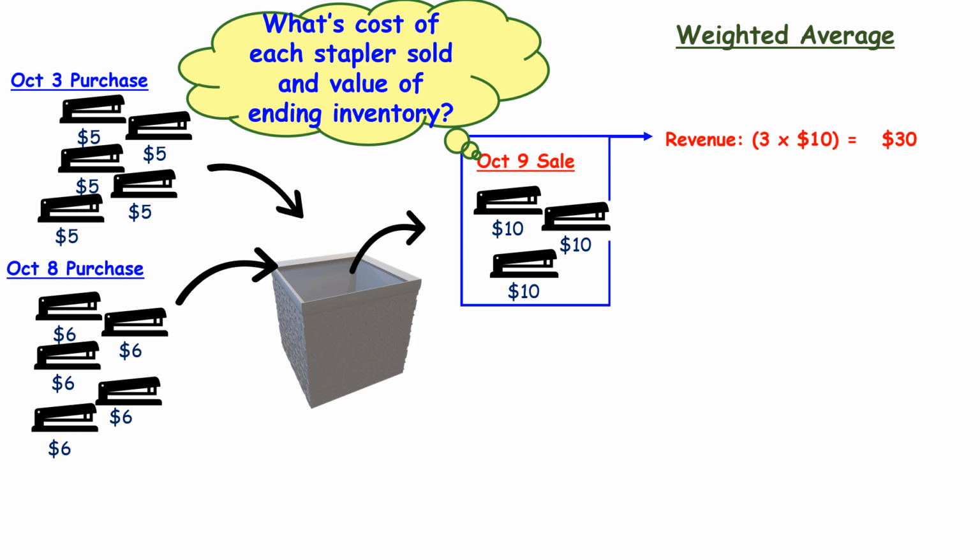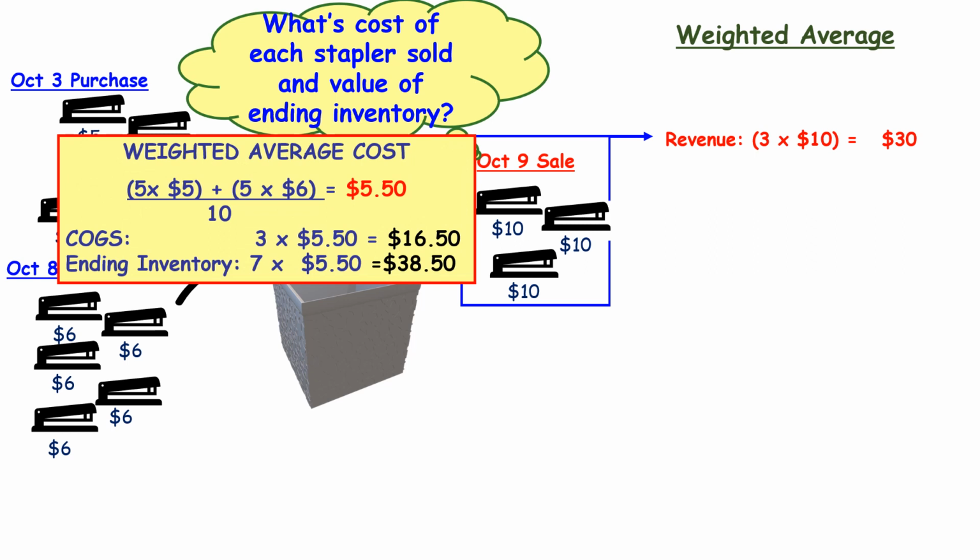So I need to find out first what is the total cost of my purchases. I bought 5 at $5, that's 25. I bought another 5 at $6, so that's 30. Now add those up, that will give us the total cost of my purchases. And divide that by the total units, that is 10. This will give me an average cost of $5.50.